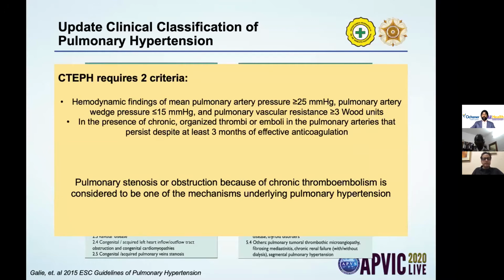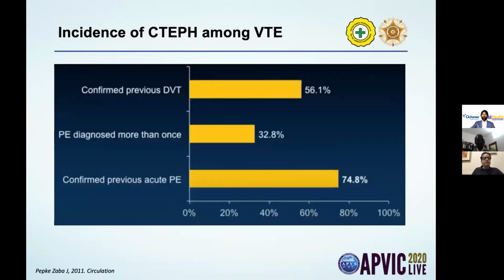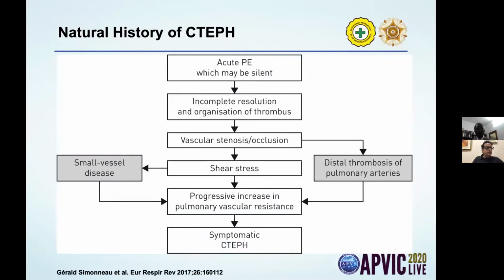I will not talk a lot about it, but the incidence of CTEPH is mostly in those with a confirmed previous acute pulmonary embolism, which is around 75%, as already published before. The natural history of CTEPH itself is that patients who survive acute pulmonary emboli, or those who have a silent pulmonary embolism or venous thromboembolism, have incomplete resolution and organization of the thrombus, which causes pulmonary vascular stenosis or occlusions.